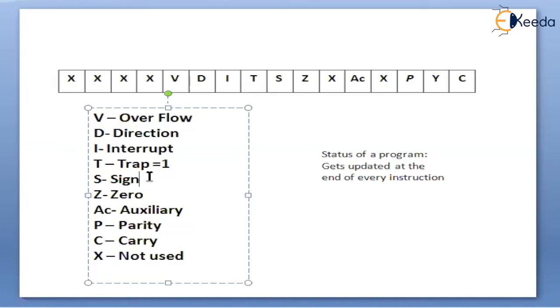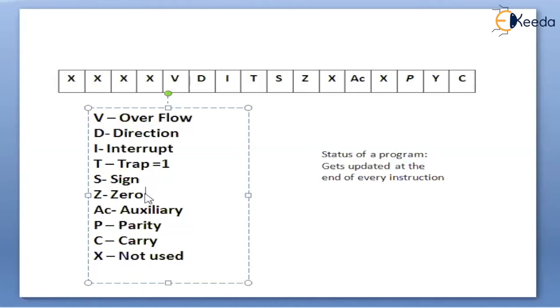Sign flag. If the output of the ALU is negative, then the sign flag is equal to 1. If the output of the ALU is positive, then the sign flag will be equal to 0.